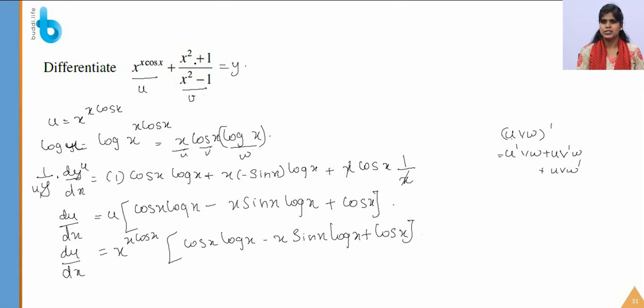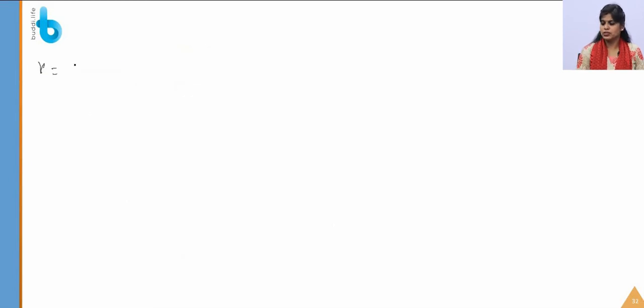Okay, next this v part I should differentiate. We'll do that now. So v is what? X square plus 1 divided by x square minus 1. Now differentiate v with respect to x. Here you can use the quotient rule, that is (u by v)' is (v u' minus u v') divided by v square.